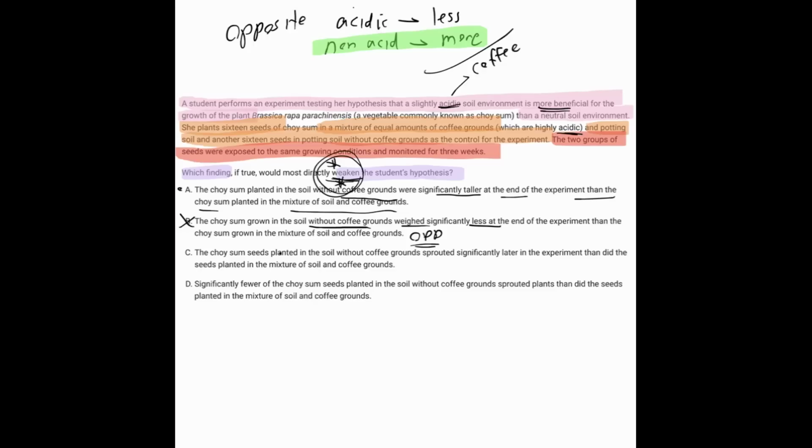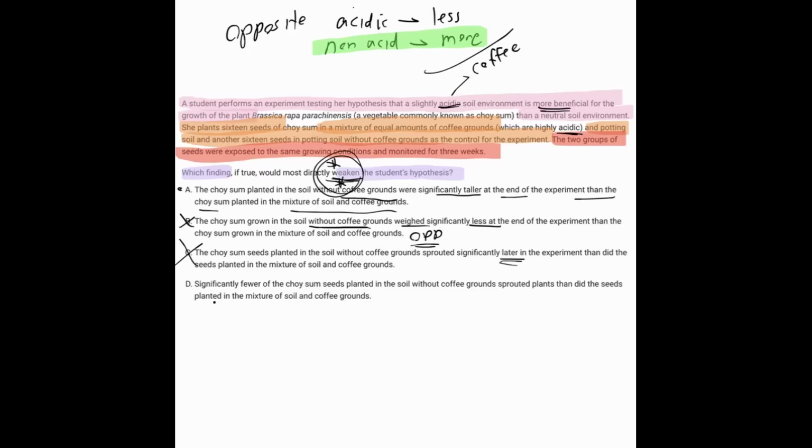And C, the plants planted in the soil without the coffee grounds sprouted significantly later in the experiment. So nothing about timing as in earlier or later. We're just looking for more growth or healthier growth. So we can get rid of C.